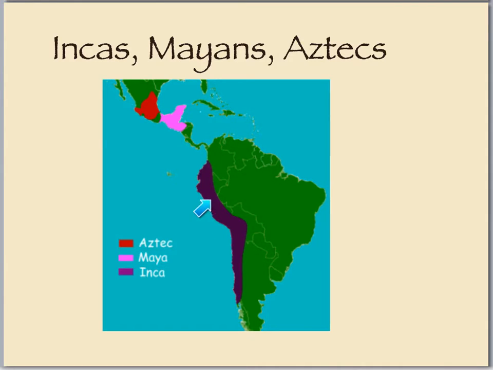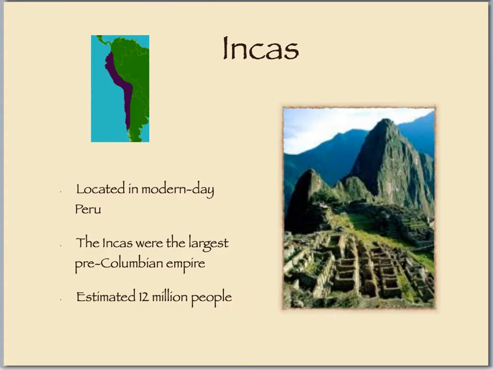In South America, this long stretch of land was controlled by the Incas. In Central America, we have the Mayas, and then in Central Mexico are the Aztecs. As I mentioned earlier, the Incas were located in South America along the Pacific Ocean. Predominantly located, this is the most populous area, was up here in modern-day Peru. I just think it's important to know that they were the largest pre-Columbian empire, and they had about 12 million people living in their group.